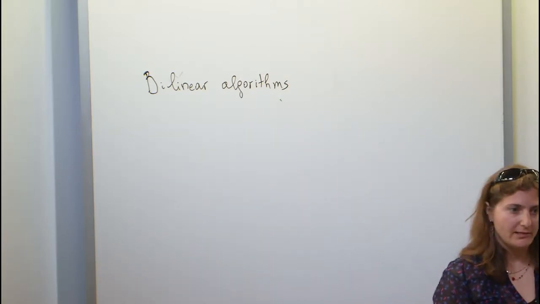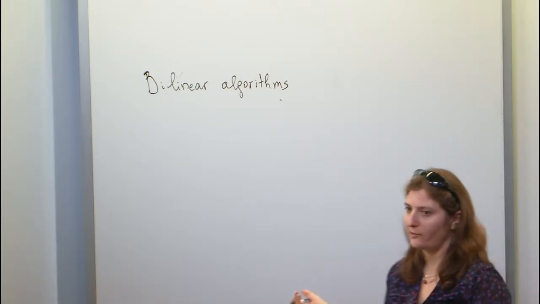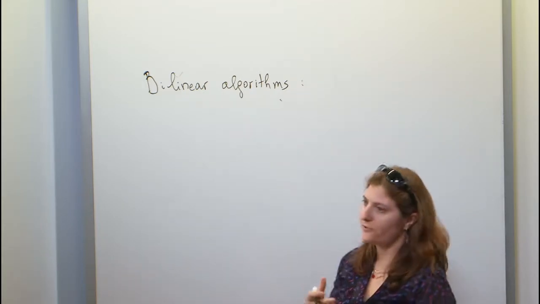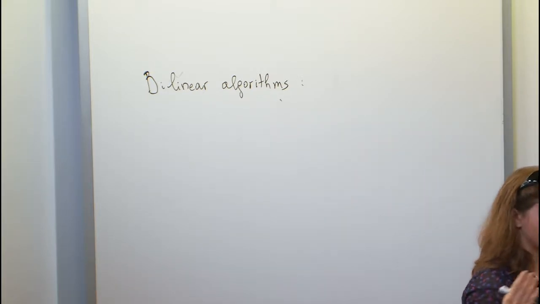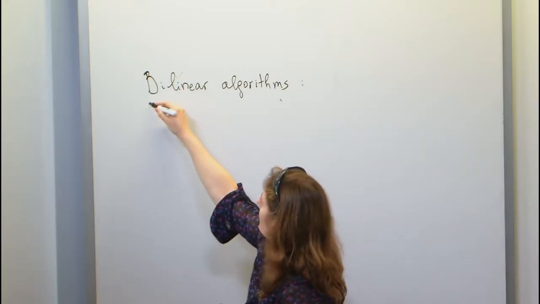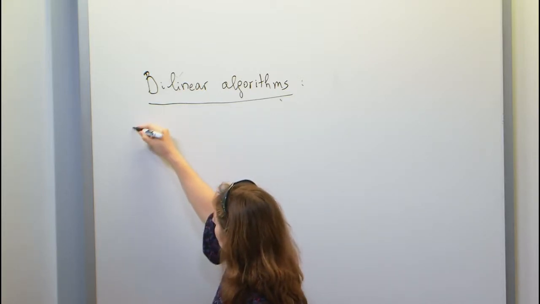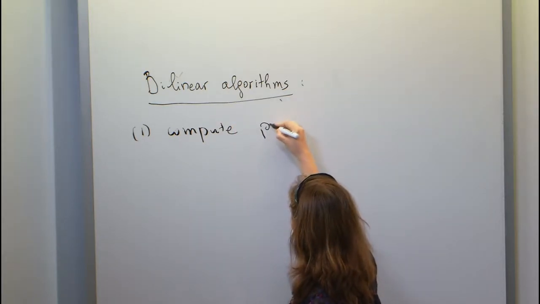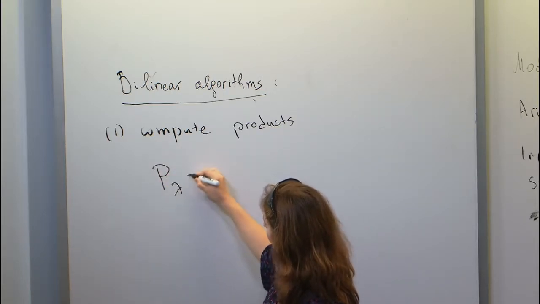So matrix multiplication is a bilinear function. You have two matrices, X and Y, and the product is just bilinear in X and Y. And so it's natural to consider a special case of this type of computation that's bilinear. So what does a bilinear algorithm for matrix multiplication look like? First we compute products of the form like this.